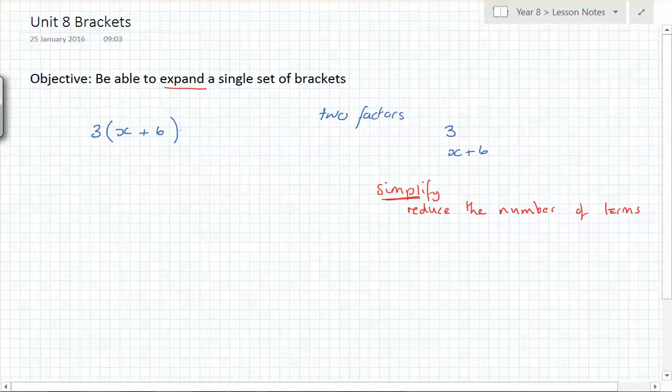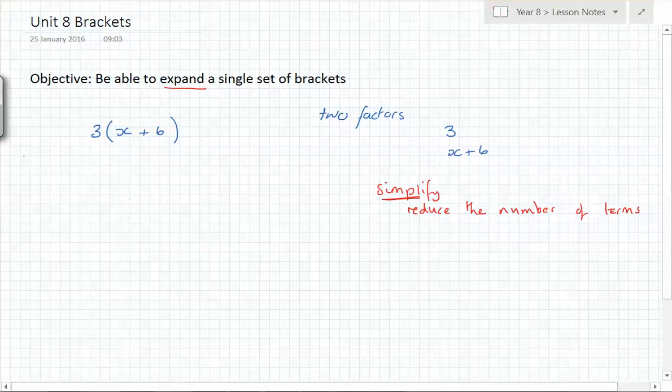All right, so we want to expand this, so we want to write it as one number rather than as two factors, the factors being 3 times x plus 6. Does anyone already know how to do the expansion? Do we write x plus 6 plus x plus 6 plus x plus 6?